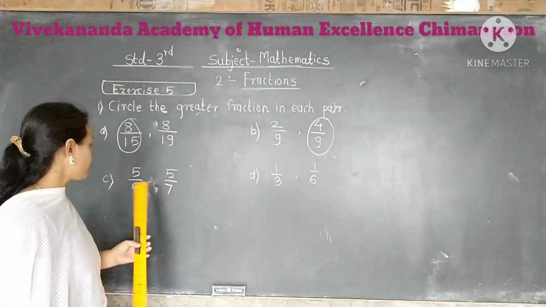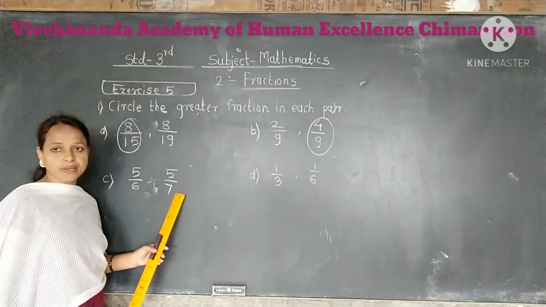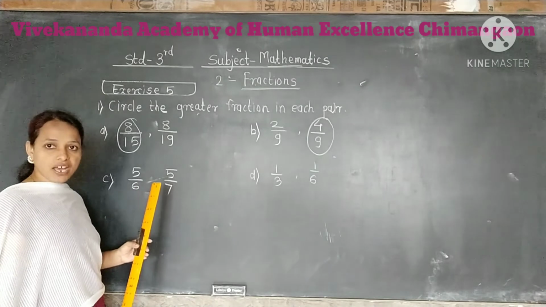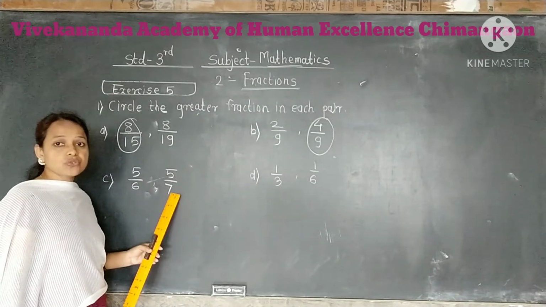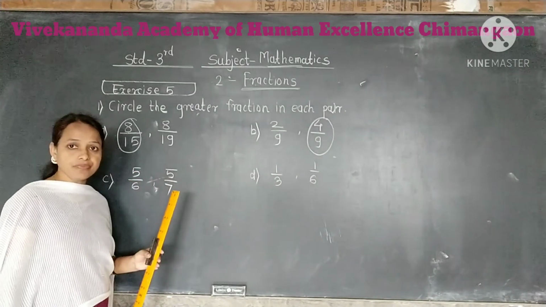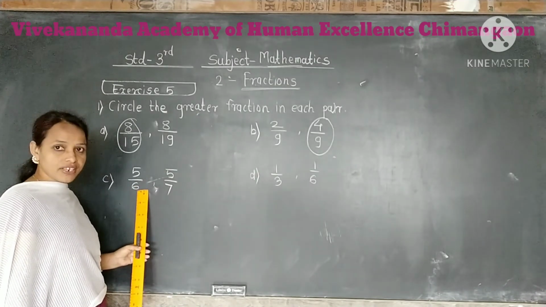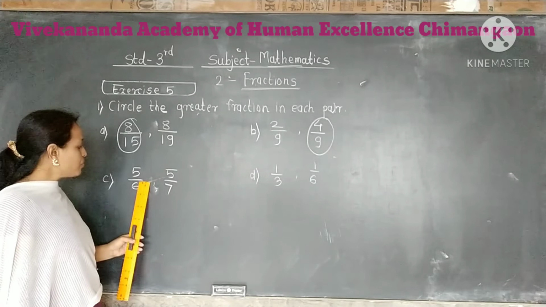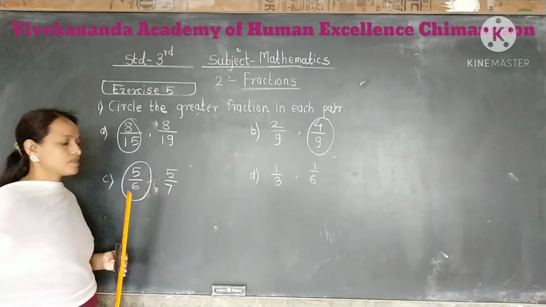Now see the third pair. In the third pair, the first fraction is 5 upon 6 and the second is 5 upon 7. Here in this pair, the numerators are the same and it is 5. The denominator of the first fraction is 6 and the denominator of the second fraction is 7. So we know the rule of comparison of fractions: when the numerators are the same, then whose denominator is small, that fraction is the greater fraction. So here 6 is smaller than 7. So in this pair 5 upon 6 is the greater fraction. So we circle 5 upon 6.